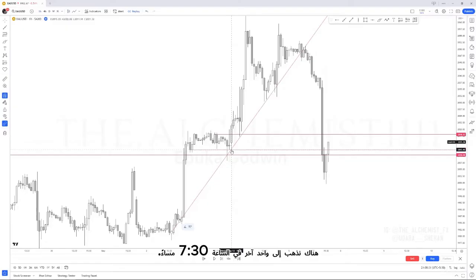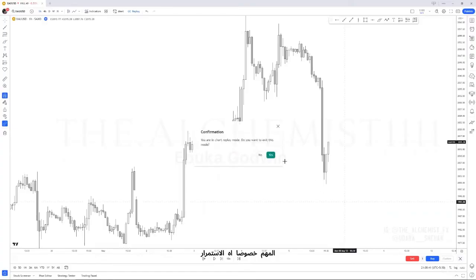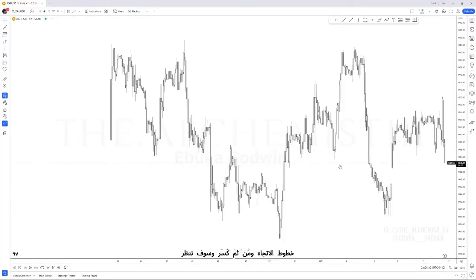There we go. Another one at 7:30 p.m. moves up. And then another one right here at 11:30 because there was FOMC this day. And then a move. Can you see that? So this is very important. Okay, very, very important, especially continuation trend lines, and then break.